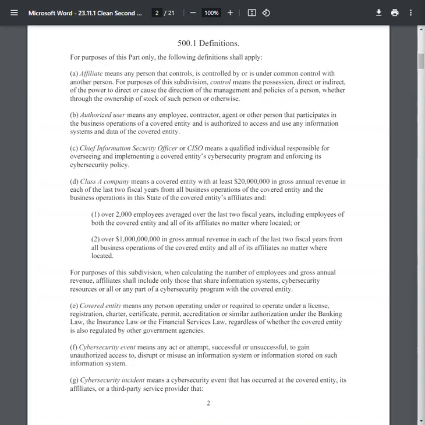And then next we have Class A company. So it is not really for you to determine whether or not your company is a Class A company, but for the sake of defining this term, a Class A company has at least 20 million in gross annual revenue in each of the last 2 fiscal years and over 2,000 employees averaged over the last 2 fiscal years, or over 1 billion in gross annual revenue in each of the last 2 fiscal years from all business operations.